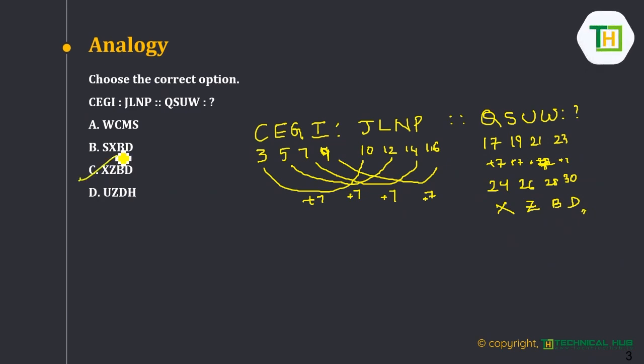Okay. So analogy means find the logic between the first two and apply the same logic in the third one to get the fourth one. So the logic between the first two is adding plus 7. The same logic is applied to the third one to get the fourth one. Finally the answer is XZBD. So given the options, option C is the correct answer.